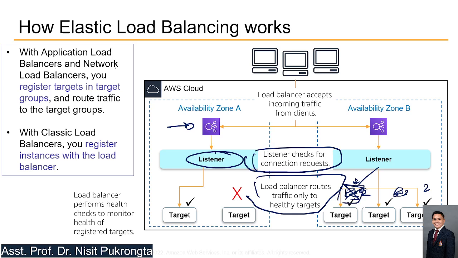With the ALB and network load balancers, you register targets in a target group and route traffic to the target group. I will show you in the lab practice. With the Classic Load Balancer, you register instances directly with the load balancer. But right now we focus on this.